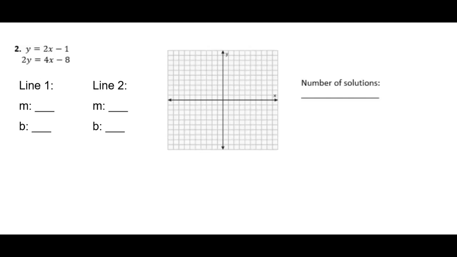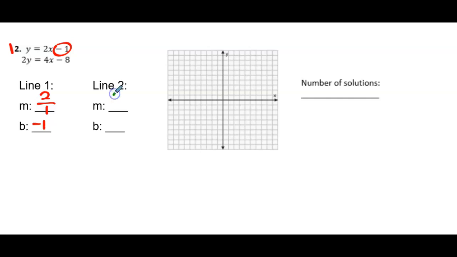So on each of these, my first step is to identify my m and my b for line 1. So line 1, my m is 2. Remember, we put it over 1 if it's a whole number. And my b is -1.